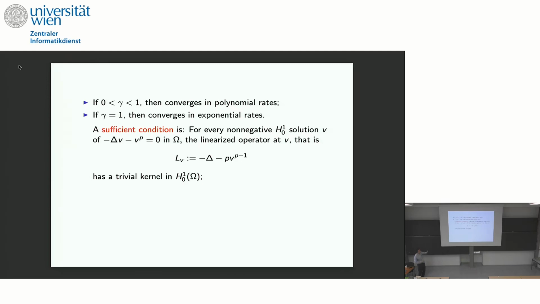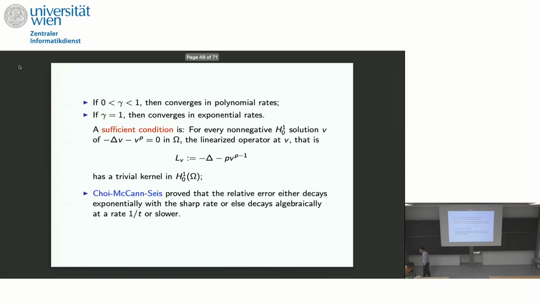Okay. Well, I said that this is only a sufficient condition. So there's another condition which is slightly weaker, the so-called integrability condition, saying that the kernel can be non-trivial, but the kernel has to come from the solution itself by taking some derivatives. And furthermore, Choi and McCann say in their paper that the relative error converges either exponentially with a sharp rate or decays algebraically at a rate of 1 over t at least, or slower. Okay, so the optimal algebraic convergence rate is still unknown.